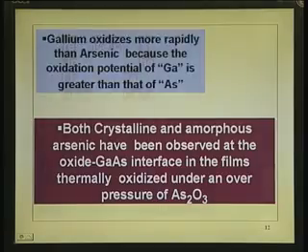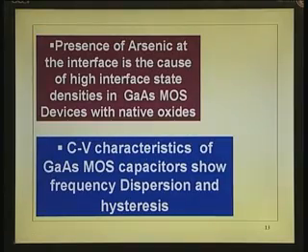Now, as a result of that, whatever I have said, I have put it here, so that you have it right in black and white or white and red. The presence of arsenic at the interface is the cause of high interface state densities. It is due to the arsenic that you get high interface state densities in gallium arsenide MOS devices with native oxide.